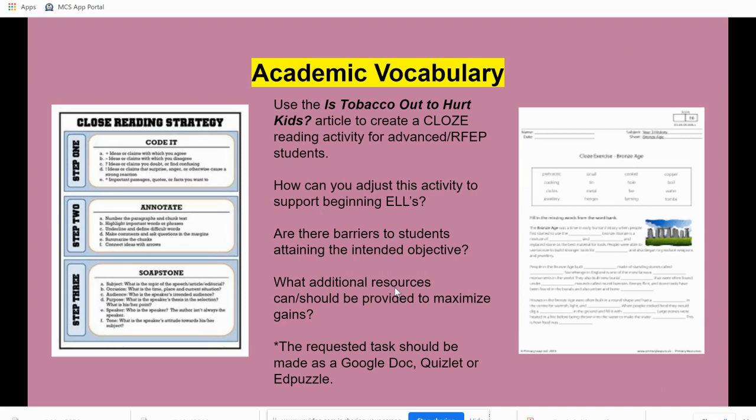Now, I've done a lot of talking. I want to stop for a moment and really talk about academic vocabulary, academic language, because this is where our students get hung up the most when we are talking about assessing and making sure that they are capable of moving forward in the next year. Okay, so what I would like for you to do, I want you to use the Is Big Tobacco Out to Hook Kids article to create a close reading activity for advanced or RFEP students.